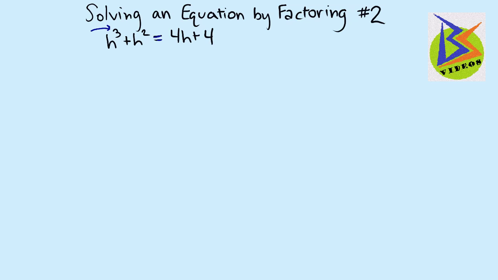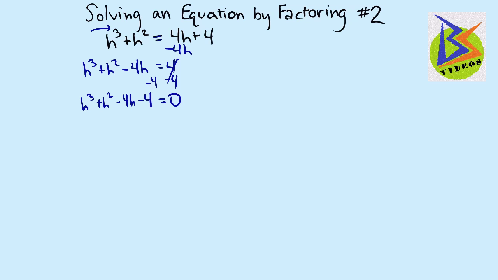So we need to start by getting everything onto one side of our equation. What we're going to do is subtract this 4h over. So we have h cubed plus h squared minus 4h equals 4. And then we need to get this 4 over, so we'll subtract 4 from both sides because we want to get it all equal to 0 here. So we say h cubed plus h squared minus 4h minus 4.